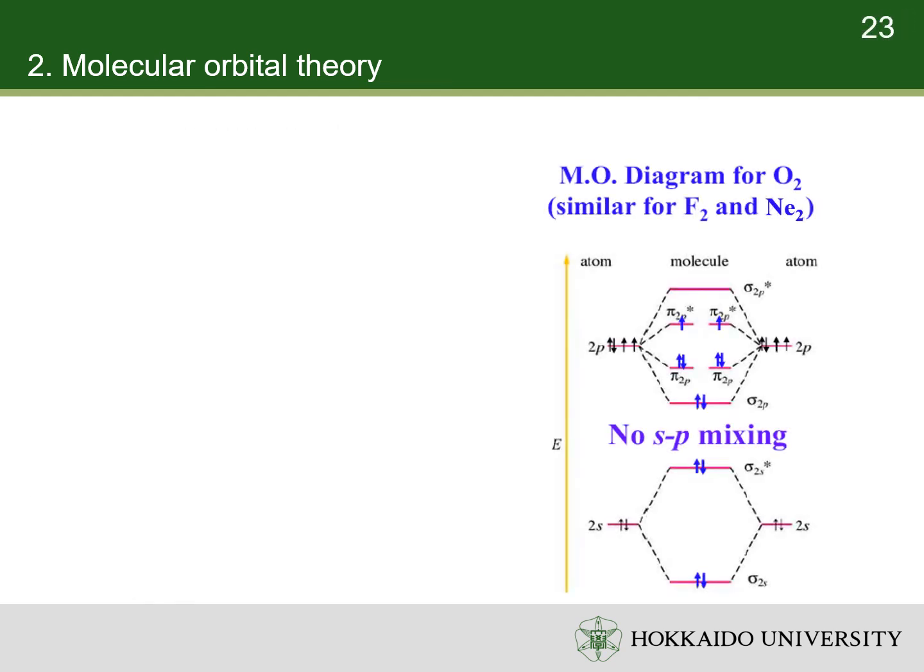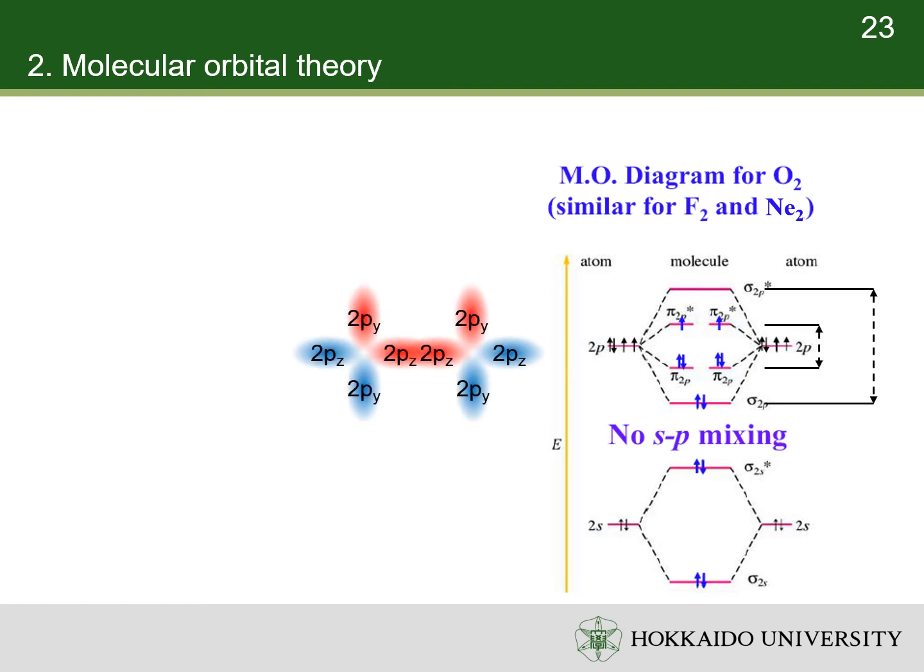The molecular orbital diagram of the dioxygen molecule is shown below. Due to larger overlap of 2pz orbitals, the energy difference between bonding sigma 2pz orbital and antibonding sigma 2pz orbital is greater than the energy difference between bonding pi 2px orbital and antibonding pi 2px orbital, which is equal to the energy difference between bonding pi 2py orbital and antibonding pi 2py orbital.